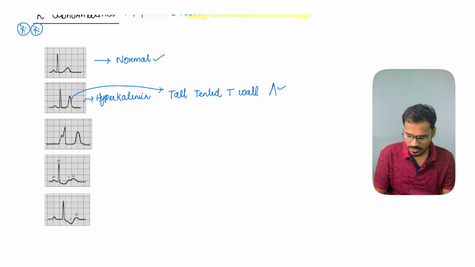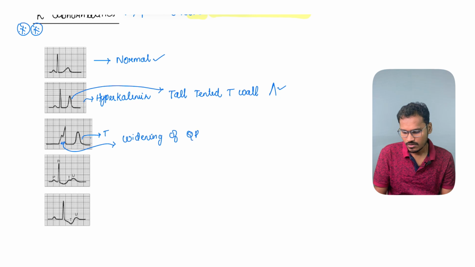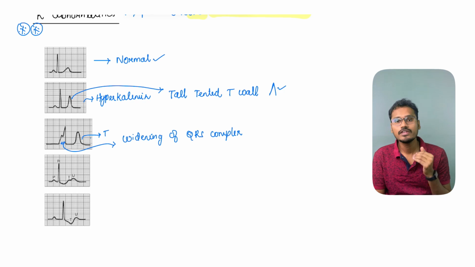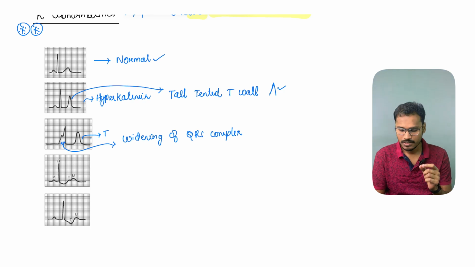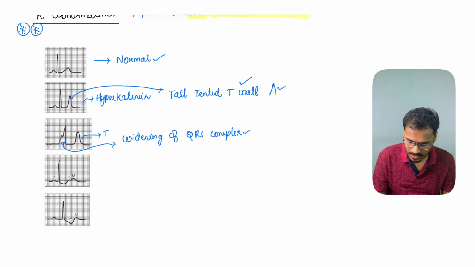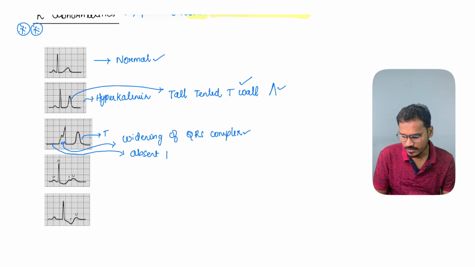Then coming to the further changes, as you can see here, this is a tall tented T wave. Next, there is a widening of the QRS complex. Will we see these changes in all hyperkalemic patients? It depends on the level of the hyperkalemia. In case of mild hyperkalemia, there will be only tall tented T waves. If it is further severe, then there will be widening of the QRS complex. And if it is very severe, as you can see in this image, there is an absent P wave.